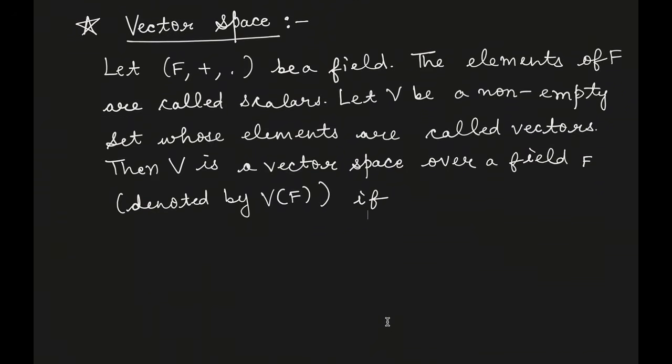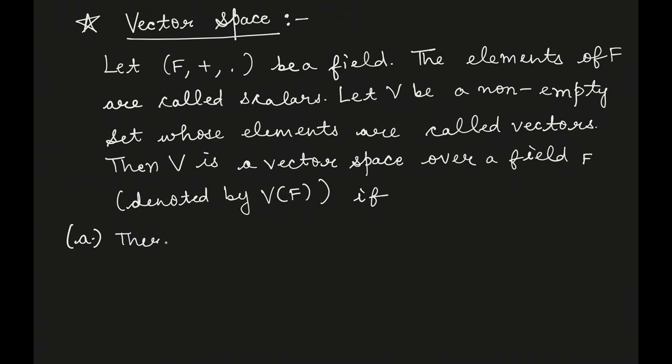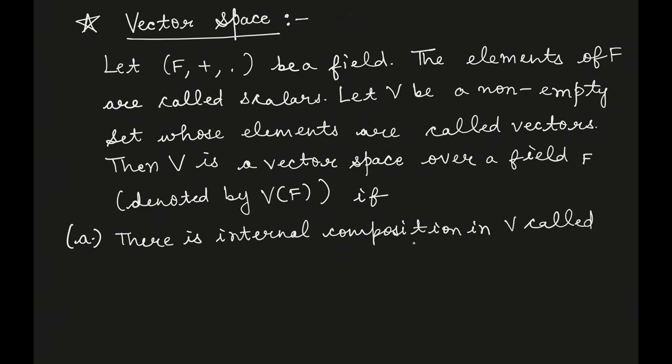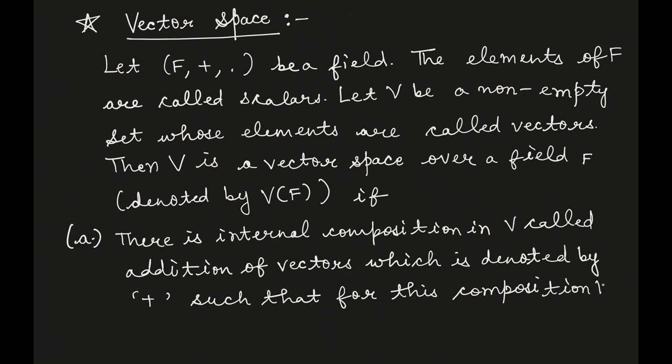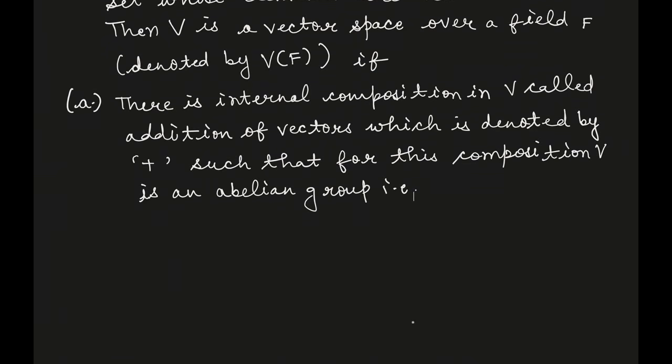If A part, there is an internal composition in V called addition of vectors, which is denoted by plus, such that for this composition V is an abelian group. So it will satisfy the 5 properties for an abelian group.